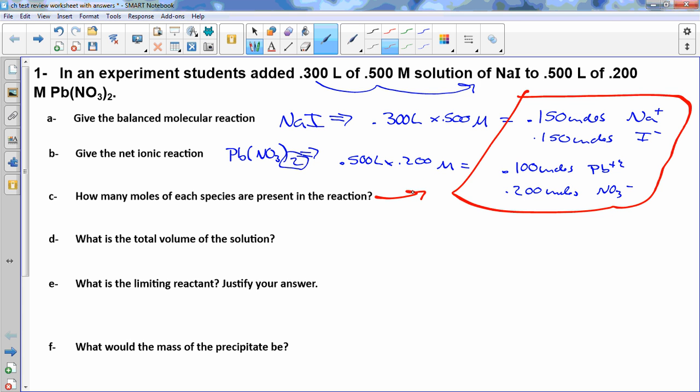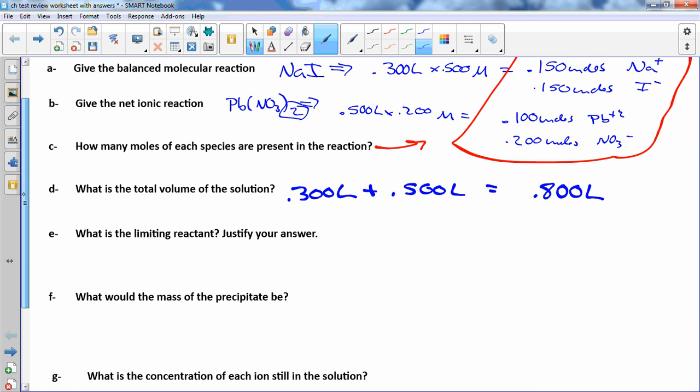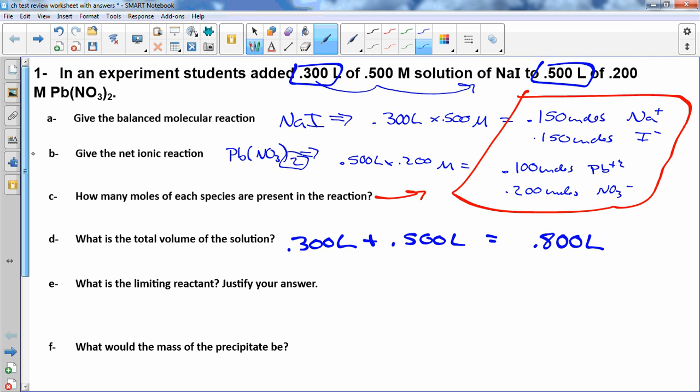Then it says, what is the total volume of the solution? Slate stopped working for a second. The total volume of the solution is just the addition of the 2 liters. So it's 0.300 liters plus 0.500 liters. So the total volume is 0.800 liters. If you're annoyed that I keep doing the zeros, that's because I'm trying to make sure that I stick with our significant figures.